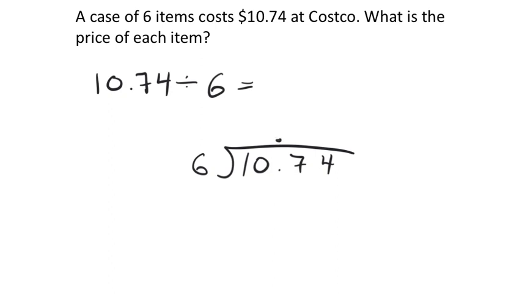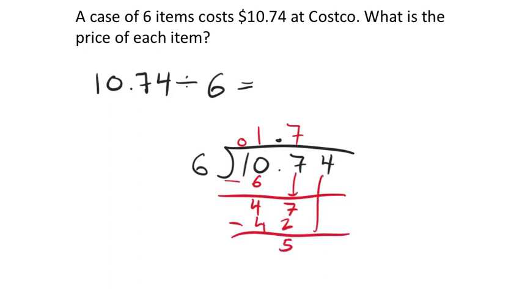And again, my decimals should align here. So 6 will not go into 1, but it will go into 10 once. 1 times 6 is 6. We used up 6 of the 10, so we got the 4 left. We'll drop the 7. 6 goes into 47, 7 times 6 is 42. So we used up those, and we have 5 left over. We'll drop the 4. All right, well, 6, I guess that's 9, isn't it? Okay, just had to make sure. 9 times 6 is 54. Nothing remaining, which is kind of what we wanted. So each item then would be 1.79.